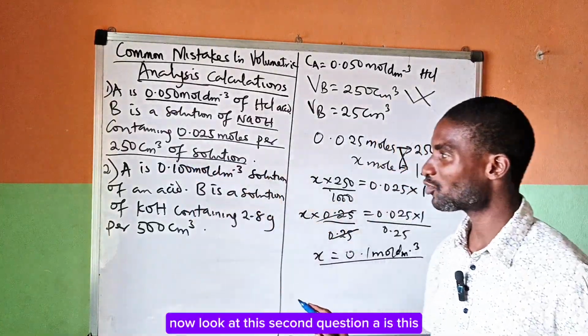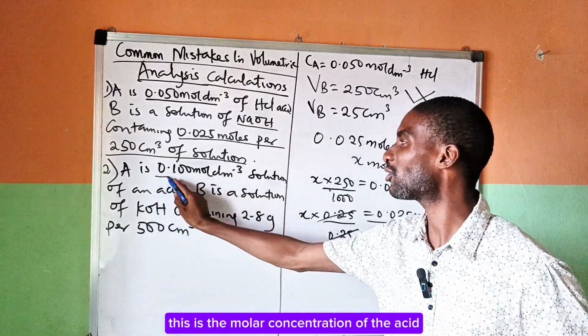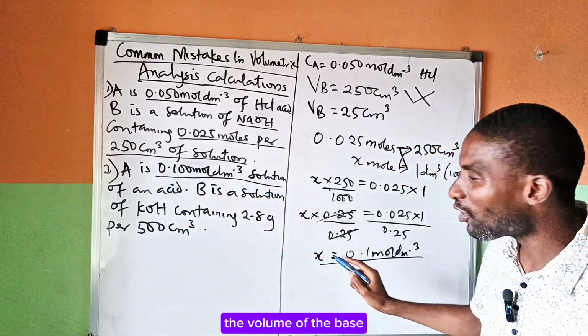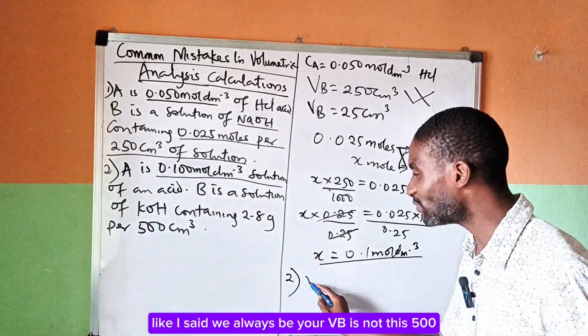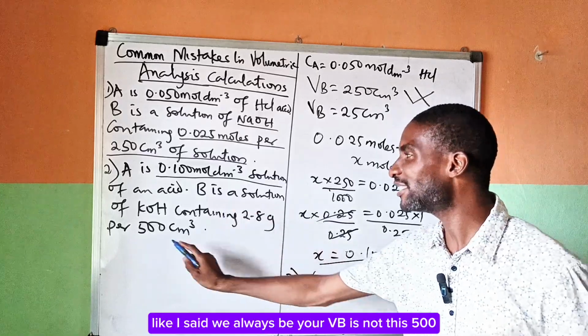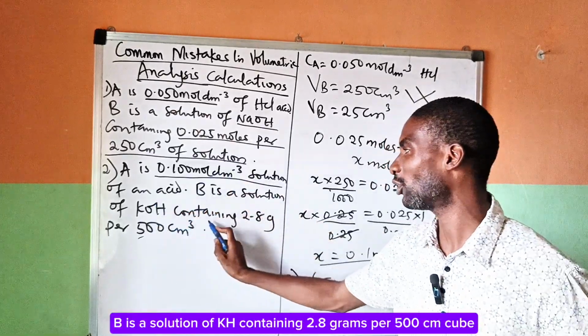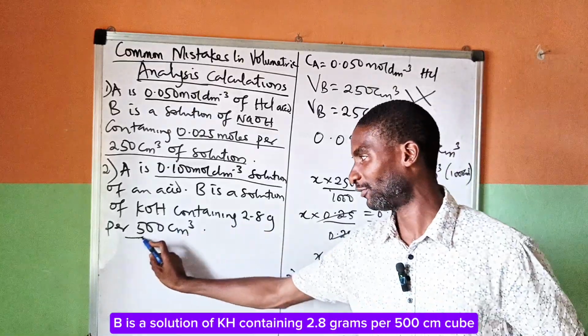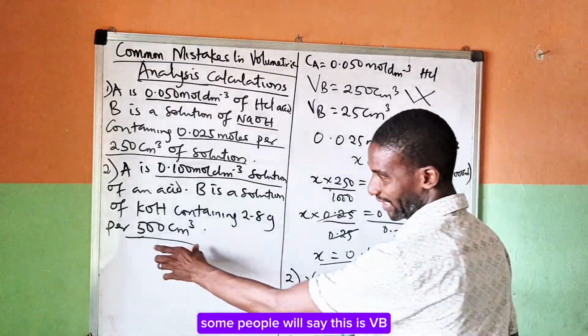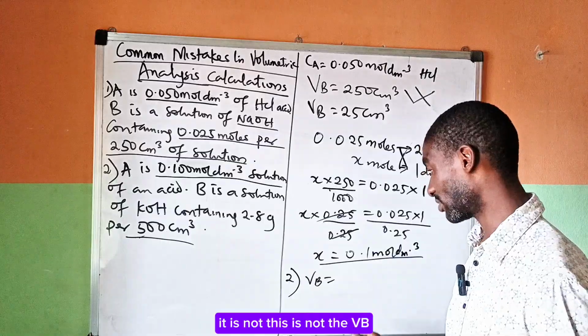Now look at this second question. A is the solution of an acid, and this is the molar concentration of the acid. The volume of the base, like I said, will always be your VB, it is not this 500. B is a solution of KOH containing 2.8 grams per 500 cm³. Some people will say this is VB. It is not. This is not the VB.